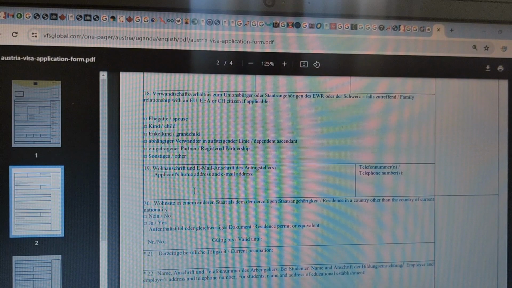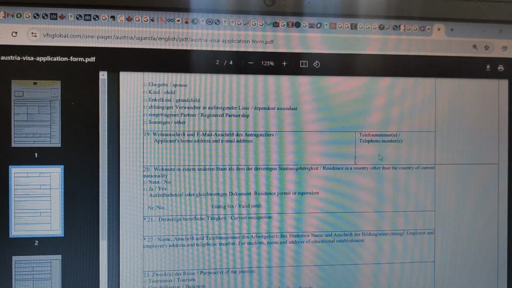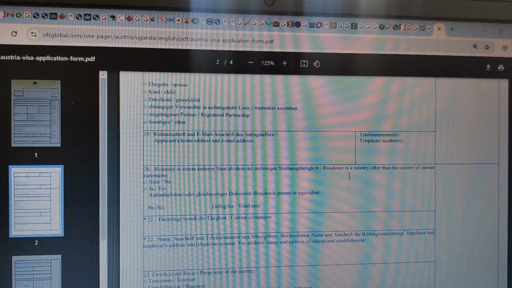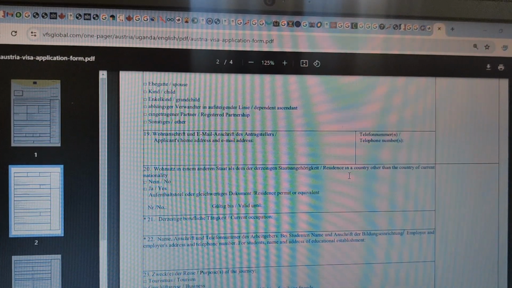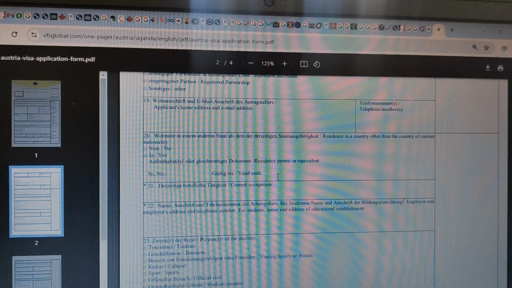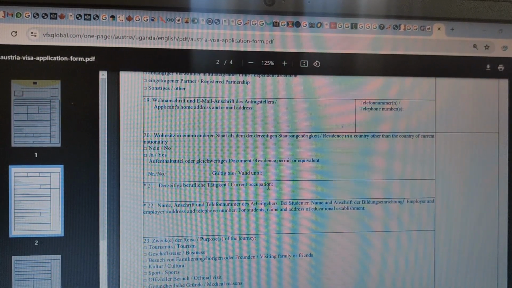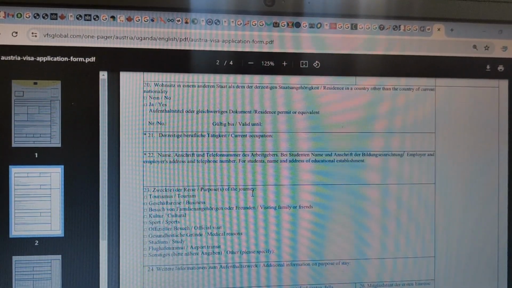Applicant's home address and email address, telephone number, residence in a country other than the country of current nationality, yes or no. Resident permit or equivalent number and valid until. Current occupation.